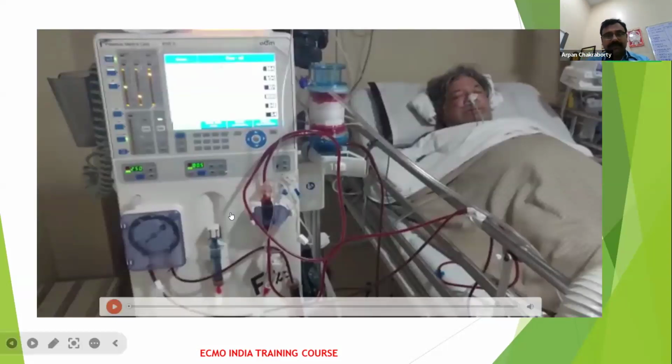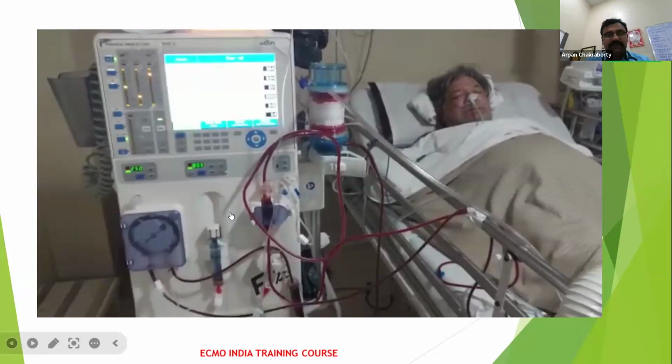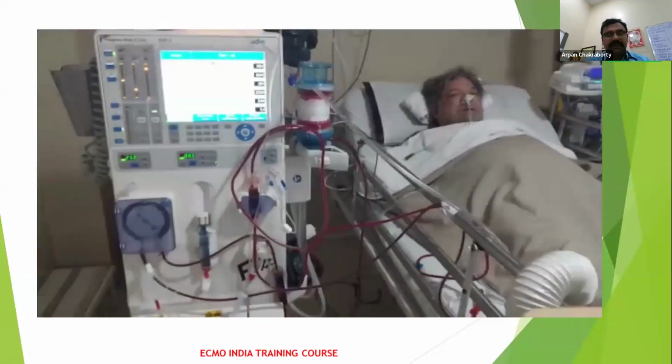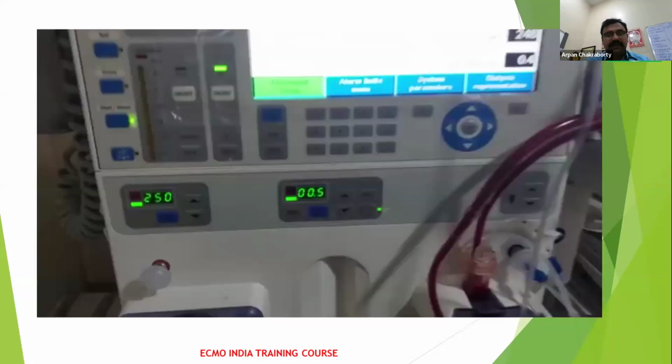You can see in the video, this awake ECOR going on, 250 ml of flow. With the normal dialysis machine, this is the oxygenator which is connected. This is the sweep gas going on. And the patient is talking. NIV is not required. We continued the ECOR till his acute exacerbation of COPD resolved.